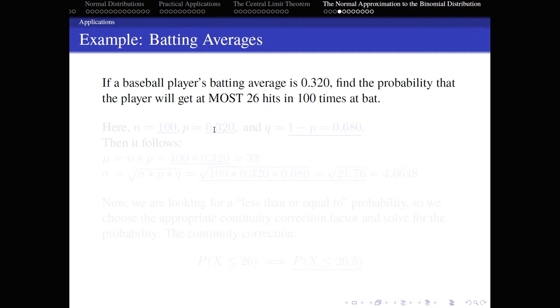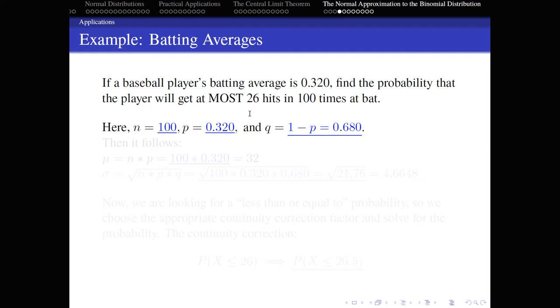So in this case, if we had to do this by hand, we would have to do 26 and 25 and 24 and 23 and 22 and 21 and 20 and do it all the way down. Now that's just not reasonable to do by hand. So that's where this normal approximation is going to be really, really helpful.